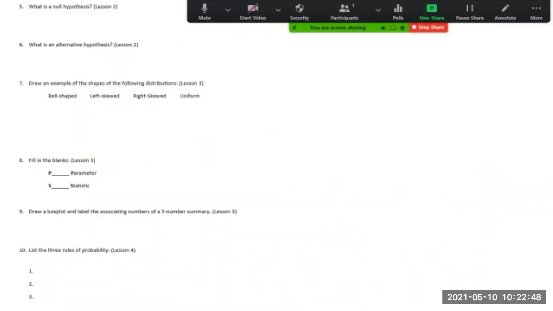All right, moving on. Number 5 asks, what is a null hypothesis? Now, lesson 2 doesn't go into a ton of detail about null and alternative hypotheses, but it's good to have a good background and definition of it.